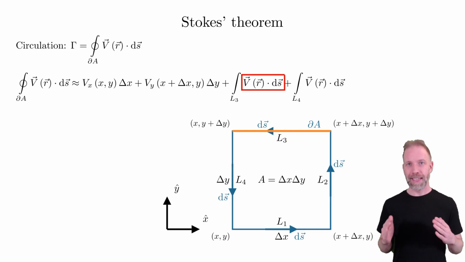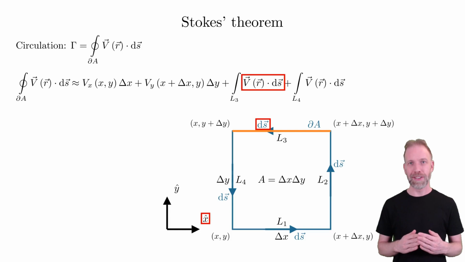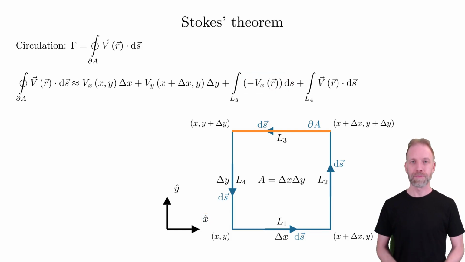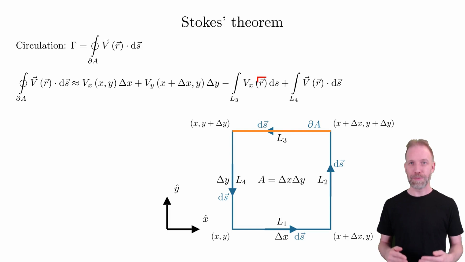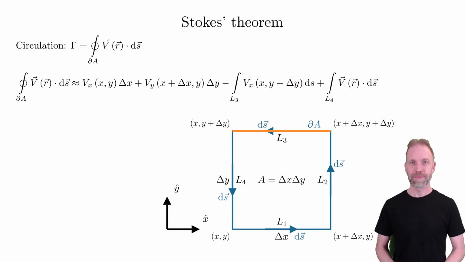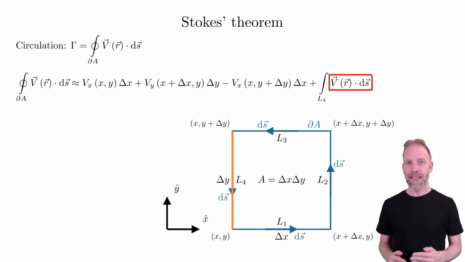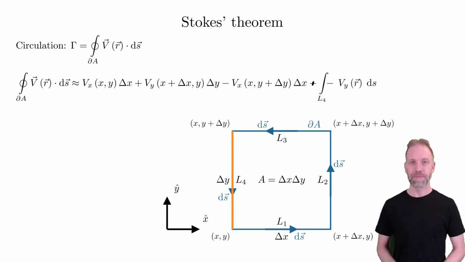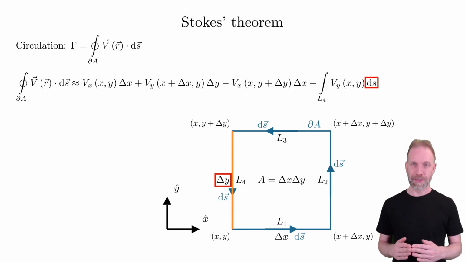Continue to line 3. ds is in the minus x hat direction, which means that v dot s hat is minus the x component of v. As we pick the left position for L1, pick the left position here as well. Approximate the integral as Vx times the length delta x. Finally, line 4. ds is in the minus y hat direction, which means that v dot s hat is minus the y component of v. As we pick the lower position for L2, pick the lower position again. Approximate the integral as Vy times delta y.